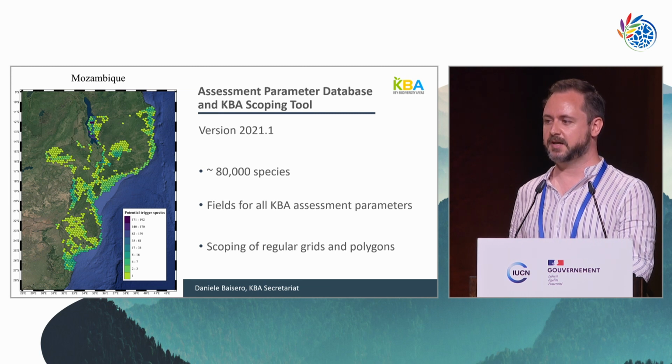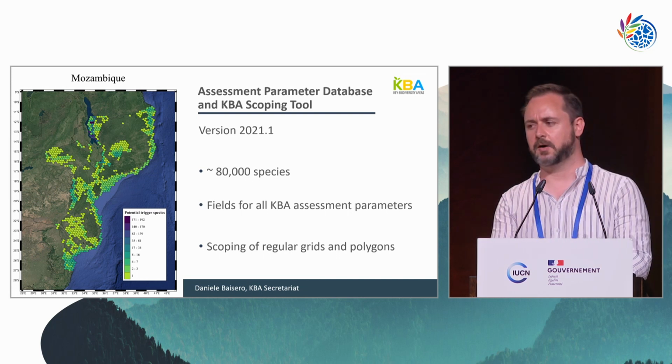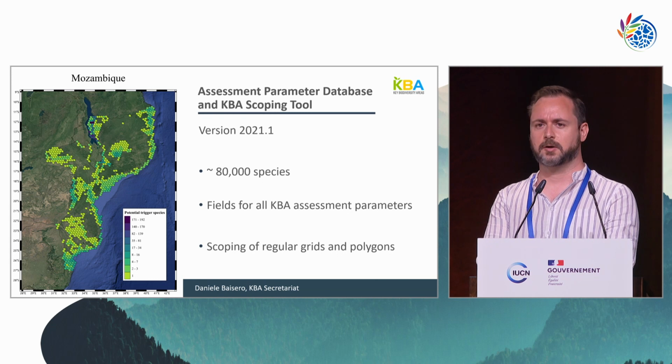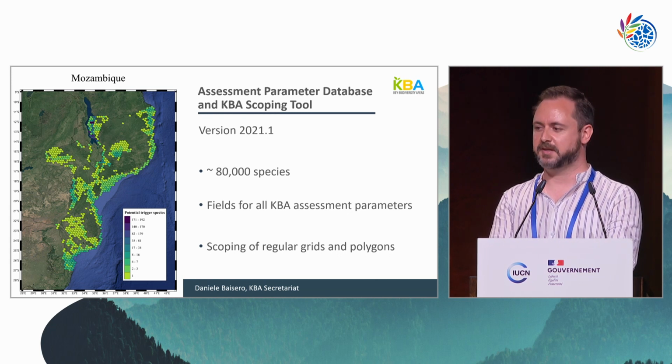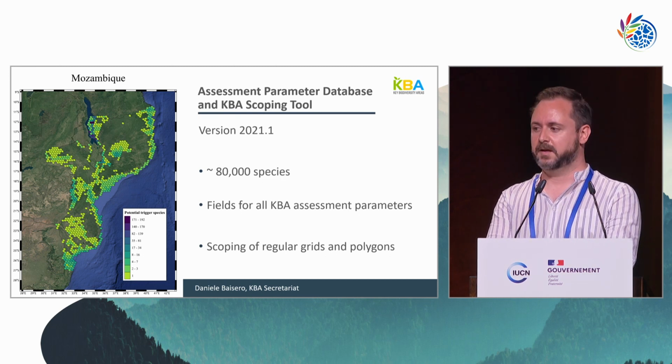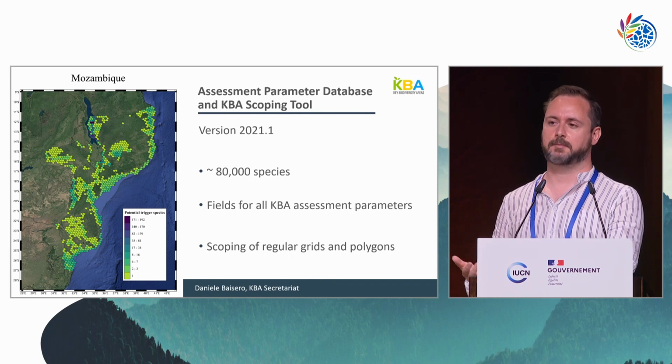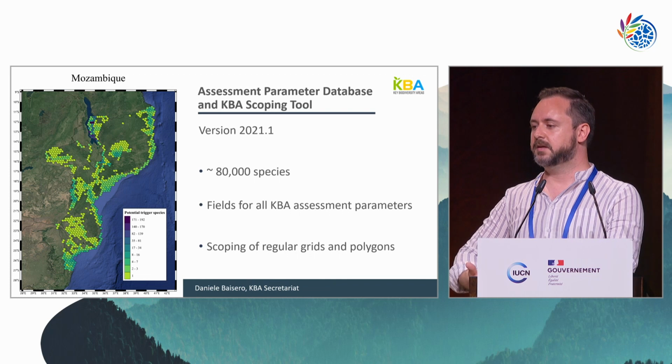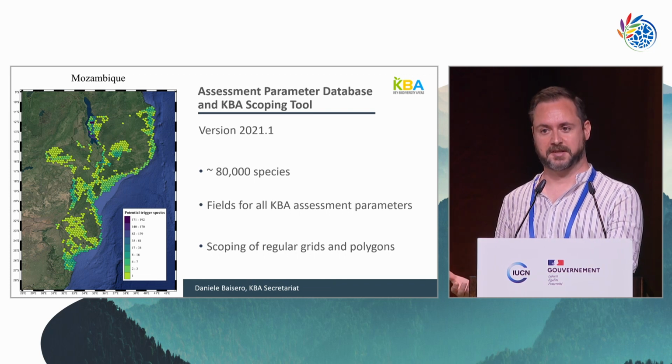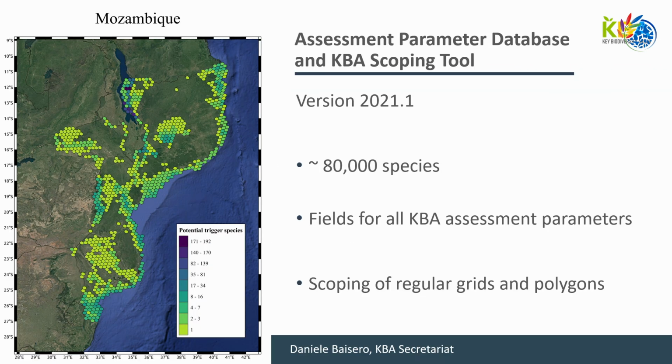We have developed an assessment parameter database and a scoping tool, which currently includes data on 80,000 species. These are all species that are currently mapped in the IUCN Red List of Threatened Species, and contains fields for all KBA assessment parameters. You will be able to give us either individual boundaries for sites you're interested in, or provide us with regular grids that cover your region. And we will be able to provide you with information such as which cells potentially are KBAs, which criteria are potentially triggered in each, as well as which species.